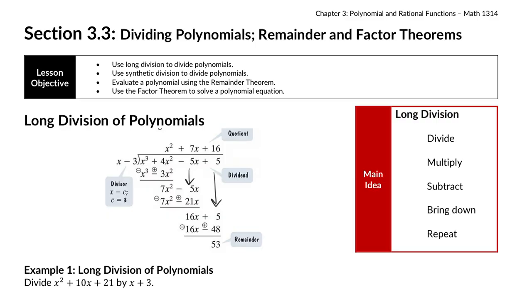Now, in the elementary school long division, I asked you to write it in the form q of x plus r of x over d of x, which is your quotient, plus your remainder over your divisor. So if we're doing that again, we have our quotient, x squared plus 7x plus 16, plus our remainder, 53, over our divisor, which in this case is the polynomial x minus 3. That's how we would write our final answers for this long division of polynomials.